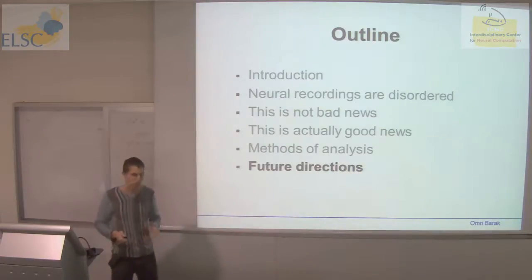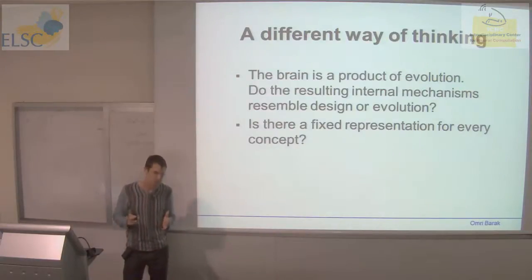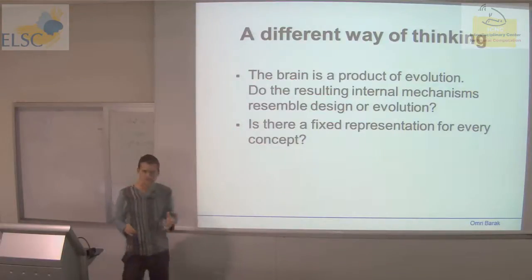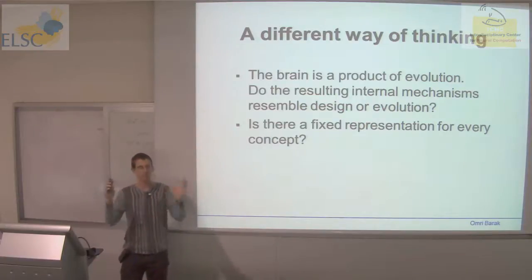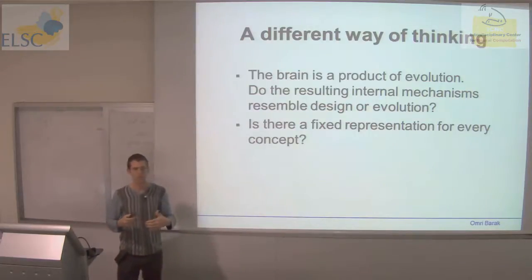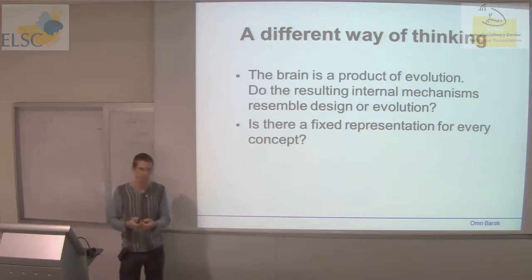I would like to say a few future directions and thoughts. First, this is a slightly different way of thinking, in the sense that the brain is a product of evolution, but once evolution is over, we have the brain, we hold it in our hand, and we ask: does the way the brain operates resemble a well-designed computer, or does it in itself resemble some selection mechanism, like the immune system or other biological systems?